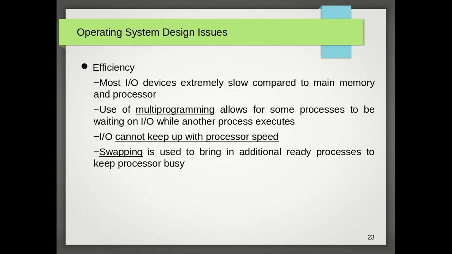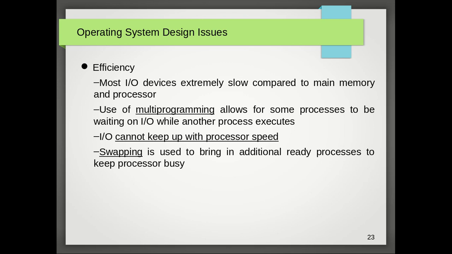Then some operating system design issues, that is efficiency, like most IO devices are extremely slow compared to main memory and processor. So the use of multi-programming allows some processes to be waiting on IO while another process executes. This type of multi-programming we can do, but IO cannot keep up with the processor speed, obviously. In IO we need to wait for incoming data and writing to some memory, right? The processor does not do this waiting. That's why we can say it is slower than the processor.